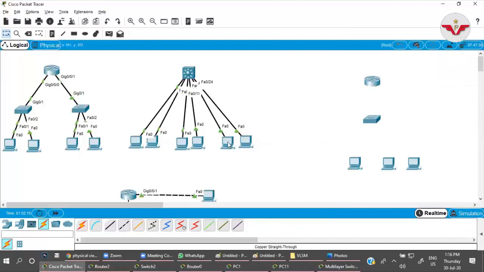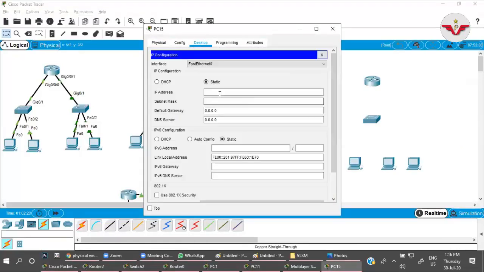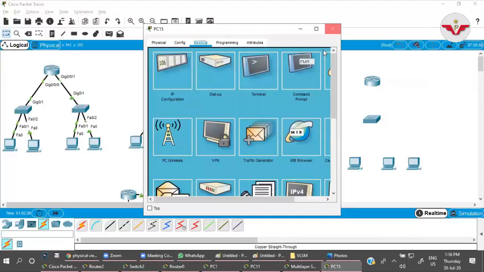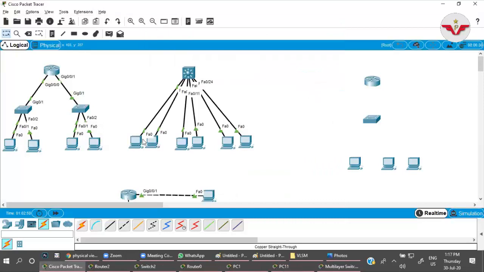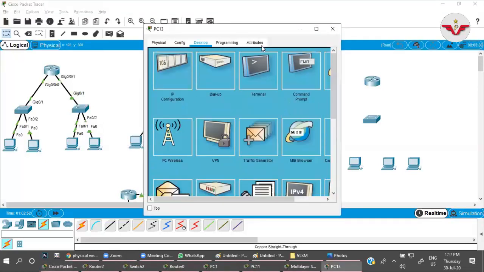And for this network, I had used 161 for the switch. 192.168.1.162, the subnet mask is 248, default gateway 161. Then the next PC 163, subnet 248, default gateway 161. Fine. Now let us check whether communication is happening between these PCs or not.